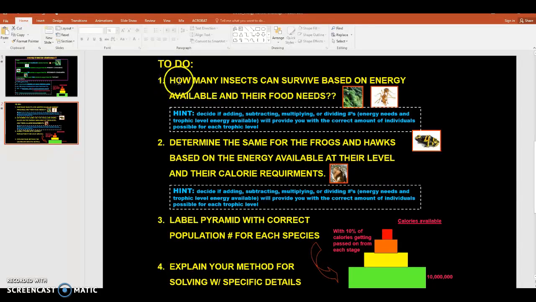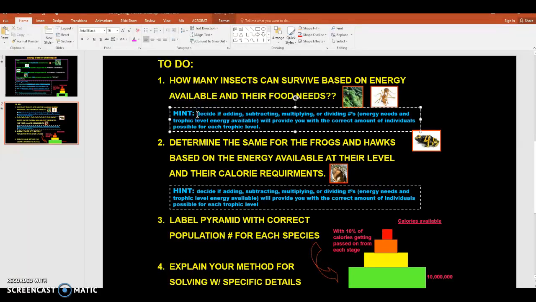It says, how many insects can survive based on the energy available and their food needs? So how many insects can survive based on the energy available at their trophic level? And here's the hint. It says you need to decide if adding, subtracting, multiplying, or dividing the ant's energy needs to the trophic level energy available will provide you with the correct amount of individuals possible for each trophic level.